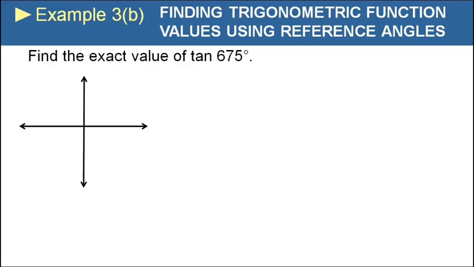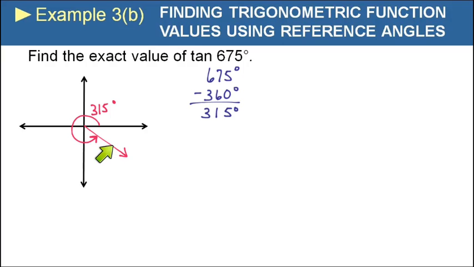Let's do 675. Now 675, when you first start out, you have no idea where to draw it. So if you subtract 360, you find out that the coterminal angle is 315. I know 315 is in the fourth quadrant, and 315 is 45 degrees away from 360. So the reference angle is 45.